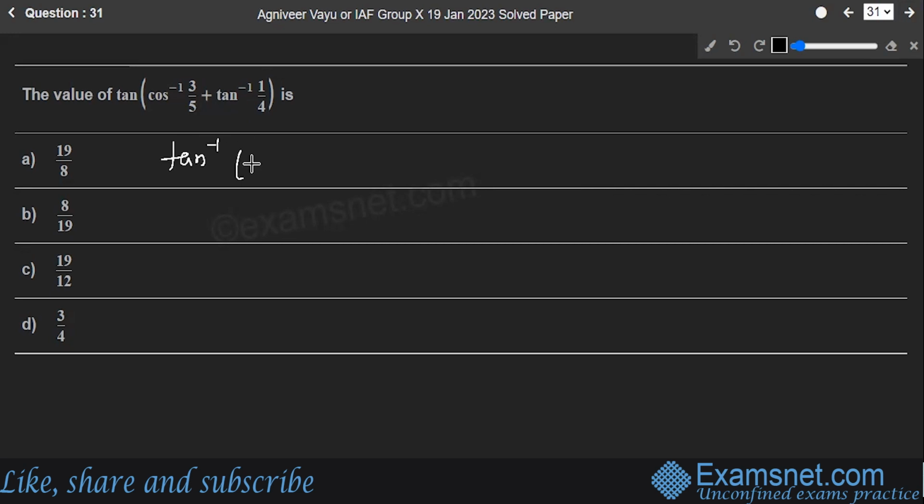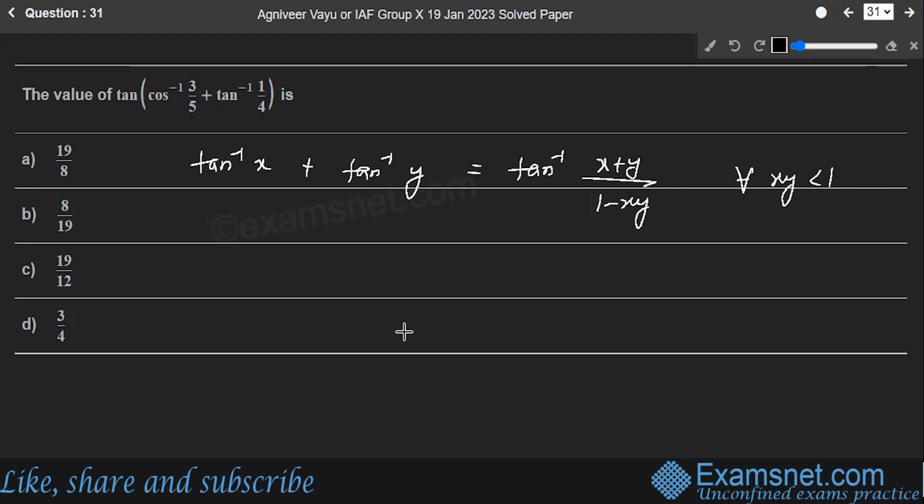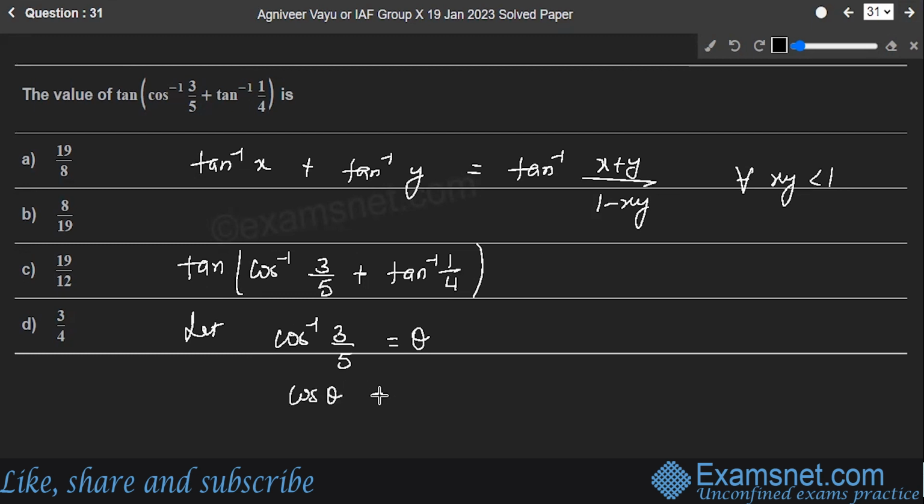Let's write down one formula. You know one thing, tangent inverse x plus tangent inverse y is equal to tangent inverse of x plus y upon 1 minus xy for all x, y less than 1. And here you have tangent of cos inverse 3 by 5 plus tangent inverse of 1 by 4. This is what you have to find out. I'll say let cos inverse 3 by 5 is equal to theta, which makes cos theta is equal to 3 by 5.